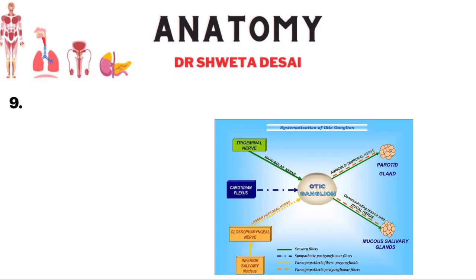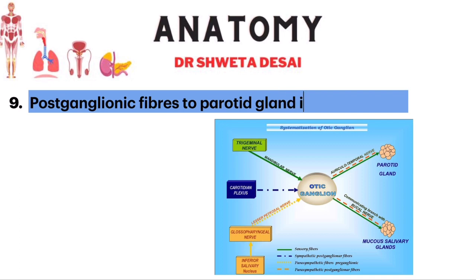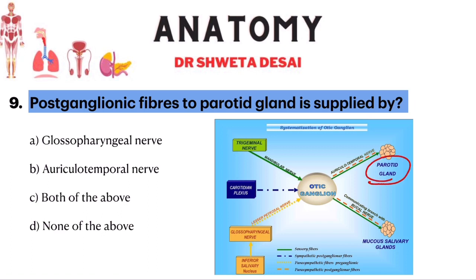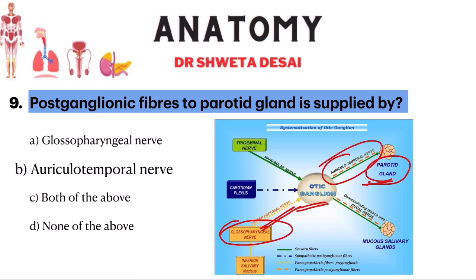Now the next question, question number 9. Postganglionic fibers to parotid gland is supplied by. Options are A. Glossopharyngeal nerve, B. Auriculotemporal nerve, C. Both of the above, and D. None of the above. So here you can see parotid gland, the secretomotor fibers to the parotid gland are via otic ganglion. So glossopharyngeal nerve gives the preganglionic fibers and postganglionic fibers are via auriculotemporal nerve. So here the correct answer is B.